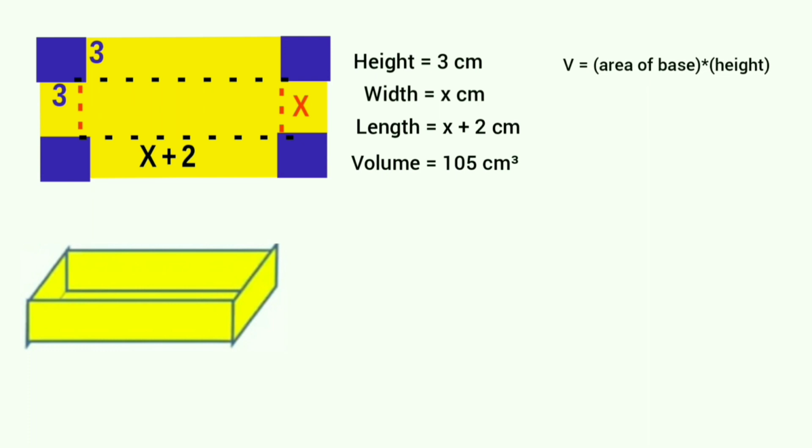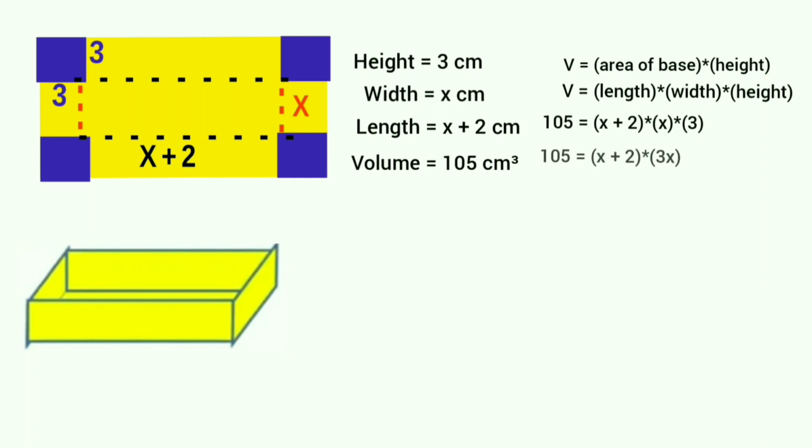The general formula of volume is area of base times height. The area of a rectangular base is length times width. It means the formula of volume is length times width times height. So we substitute the existing values into the formula: 105 equals x plus 2 times x times 3. X times 3 is 3x. X plus 2 times 3x is 3x squared plus 6x.